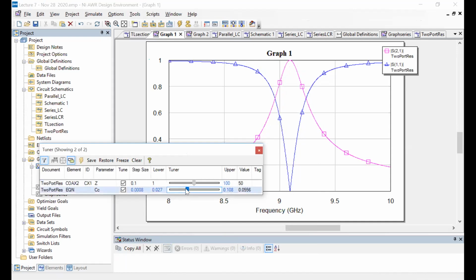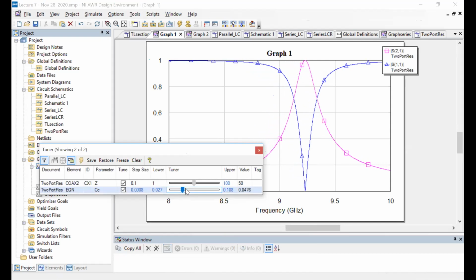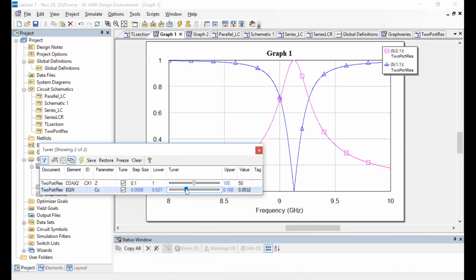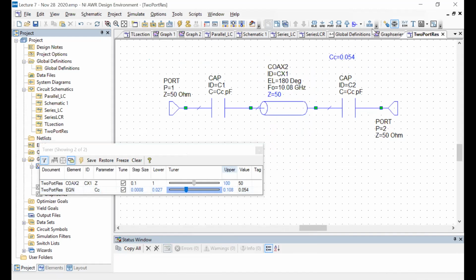And again, as expected, this should only change the loading effect, and that is just changing the frequency of the resonator, but this peak is actually not changing. Okay, so even the value of the coupling capacitor doesn't seem to matter. So now we'll come to the answer.